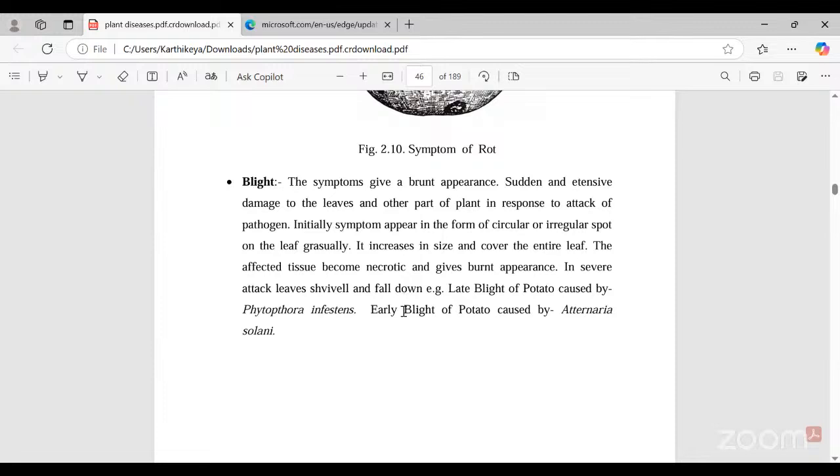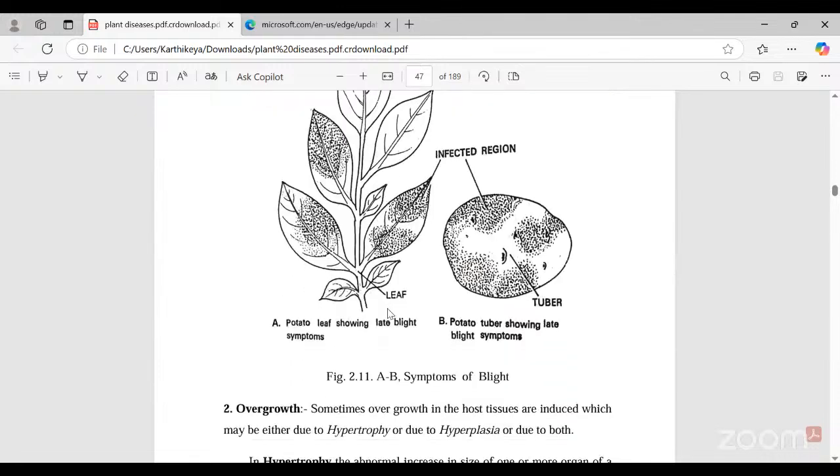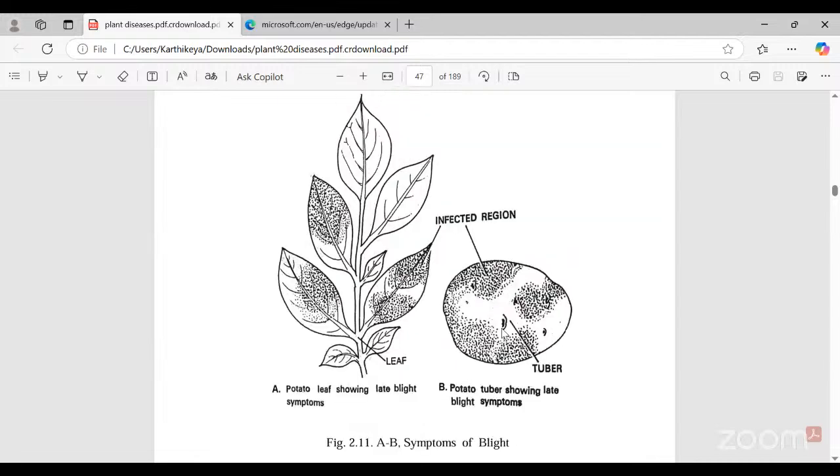For example, late blight of potato is caused by Phytophthora infestans. Early blight of potato is caused by Alternaria solani. This is a potato leaf showing late blight symptoms. This is the late blight symptom. A potato tuber showing late blight symptoms also.